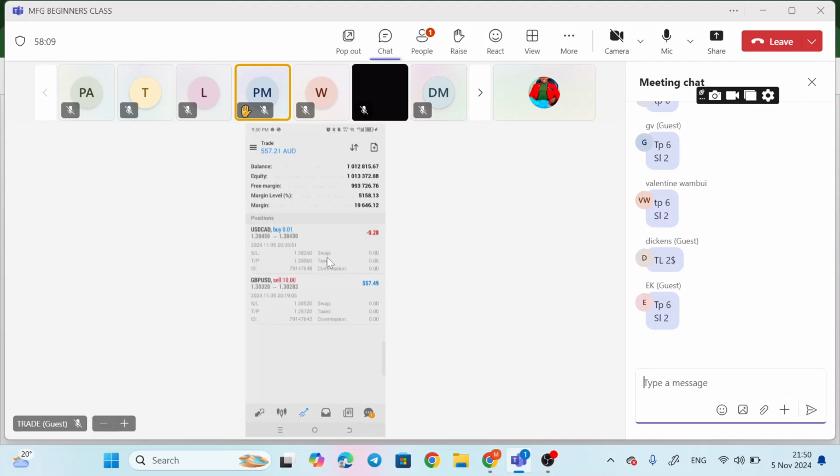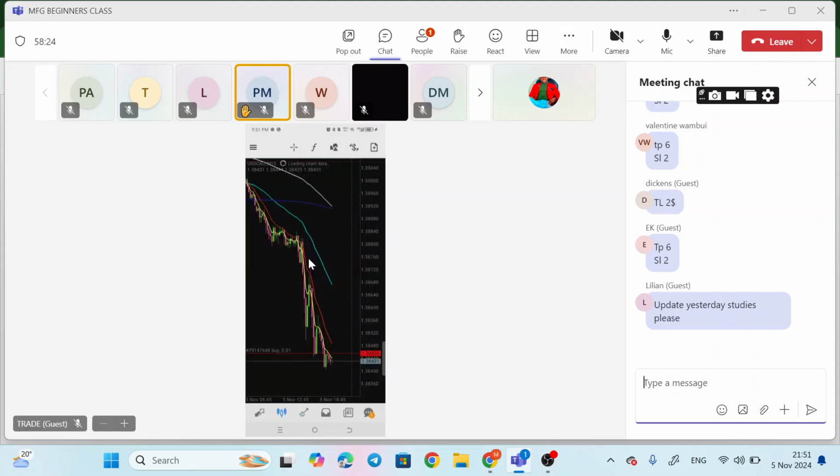You see the SL at 1.3826. So your market ikienda against me ifike hapo, that is where I will exit. So if I want even to check on the market, just click on the chart and see. Okay, update yesterday's studies please. I will update immediately after this.